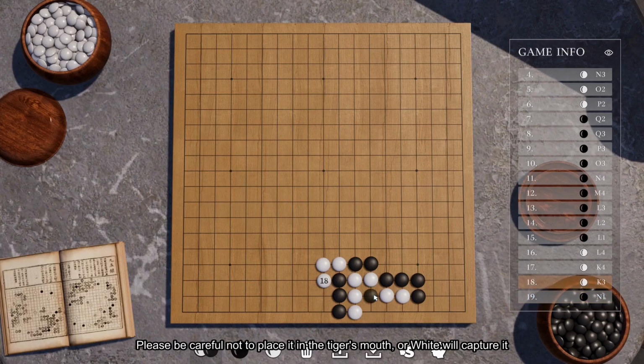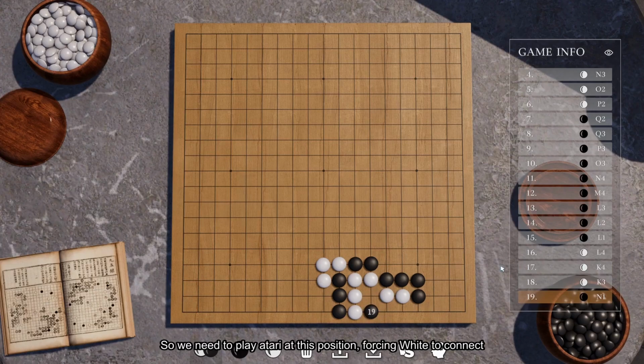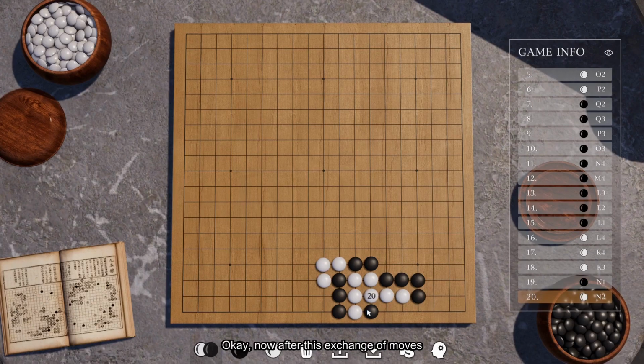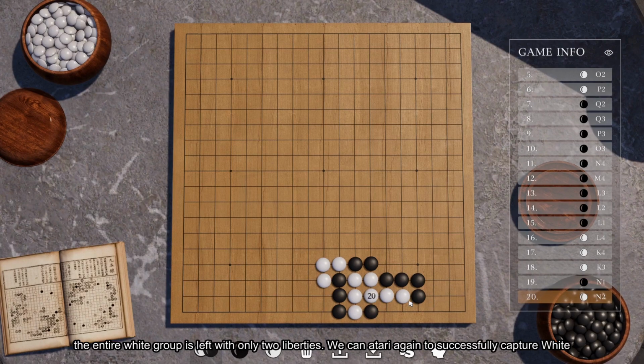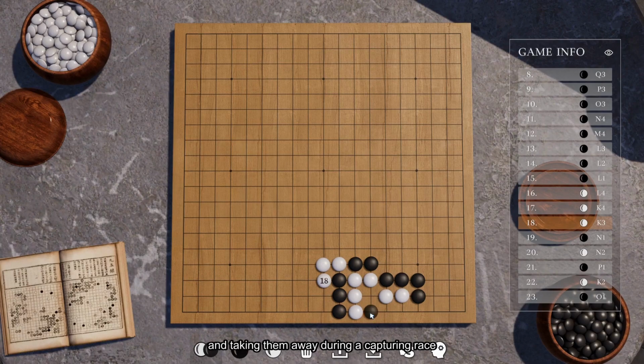Please be careful not to place it in the tiger's mouth, or white will capture it. Right, that would definitely be wrong. So, we need to play Atari at this position, forcing white to connect. Okay, now, after this exchange of moves, the entire white group is left with only 2 liberties. We can Atari again to successfully capture white. Alright, this is also a typical example of finding the opponent's keystone's liberties and taking them away during a capturing race.